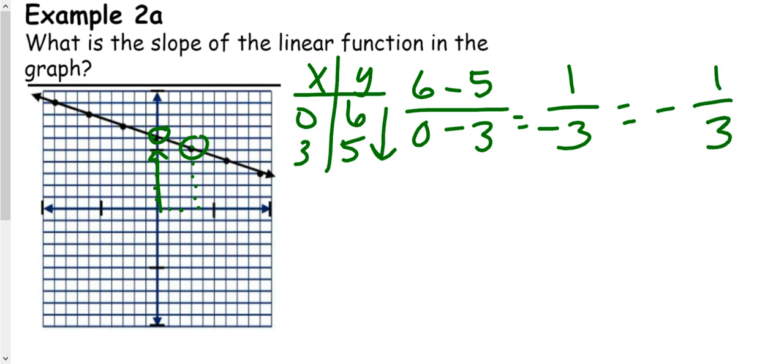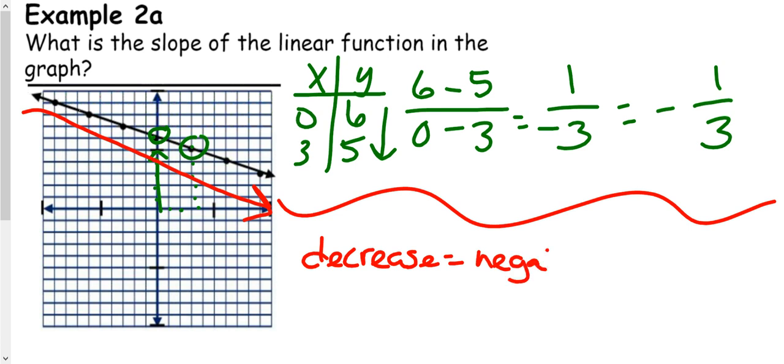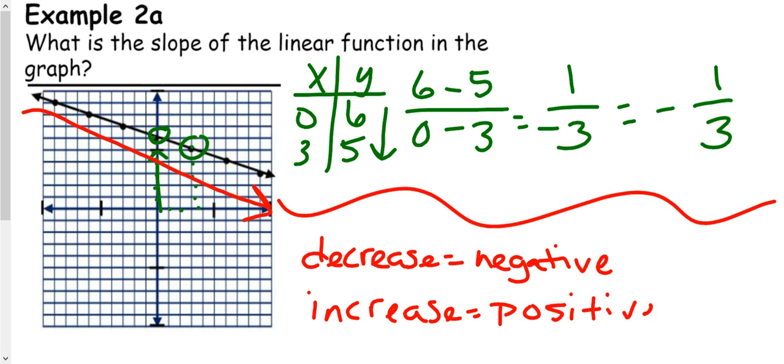Now, the other way you could do it is just to simply look, is this line increasing or decreasing? It's decreasing, which means it's going to be a negative slope. Okay, decreasing is a negative slope. Which means, what if the function was increasing? It would be a positive slope. Okay, but this slope is decreasing, so we know our slope is going to be negative.